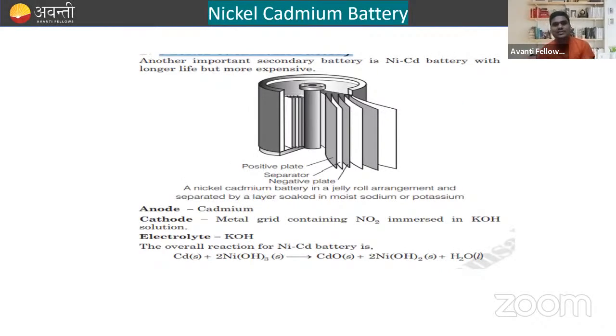The next secondary battery is the nickel cadmium battery. This is also a very important secondary battery, with a longer life but more expensive. A nickel cadmium battery has a jelly roll arrangement, separated by a layer soaked in moist sodium or potassium hydroxide. The anode is made up of cadmium and the cathode is a metal grid containing NiO2 immersed in KOH solution. The electrolyte used is KOH. The overall reaction is when cadmium reacts with two nickel hydroxide, it forms cadmium oxide and nickel hydroxide plus H2O.